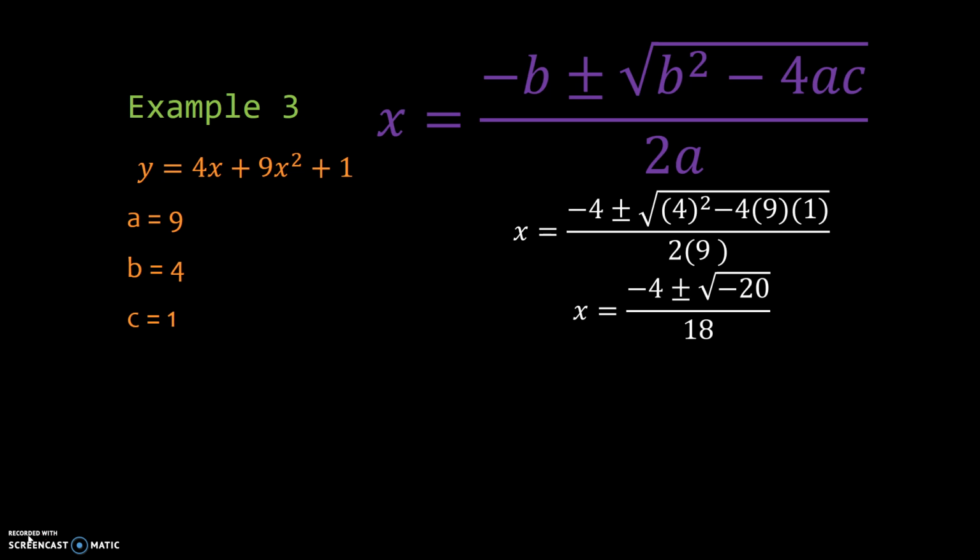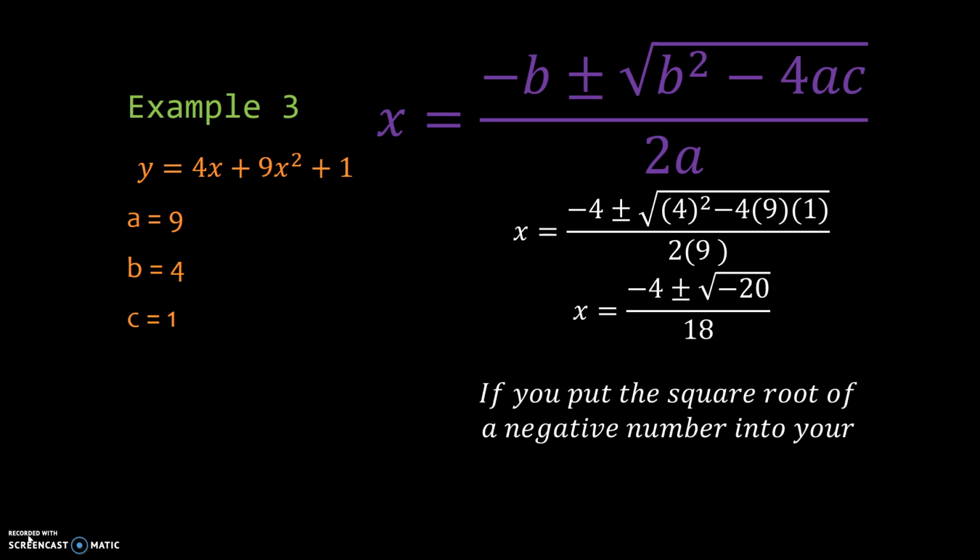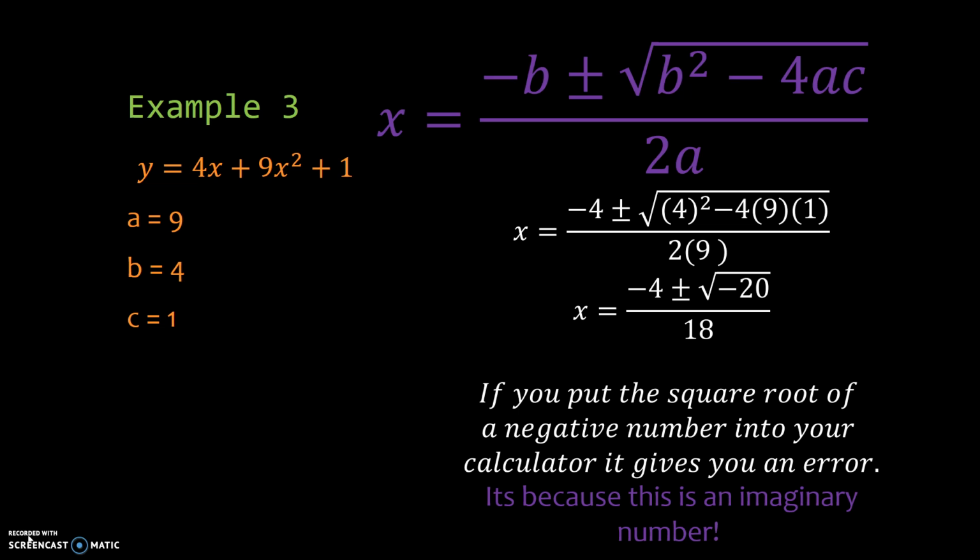Something special happens with this because we cannot take the square root of a negative number. Since that's the case, if you put in the square root of a negative number, your calculator is going to say error. Therefore, our answer is going to be imaginary. For this class, this is as far as we're going to go with imaginary numbers. Once you hit Algebra 2, you'll get a little bit more into detail on how we can actually simplify a number such as the square root of negative 20. But for this class, we're just going to say our solutions are imaginary.